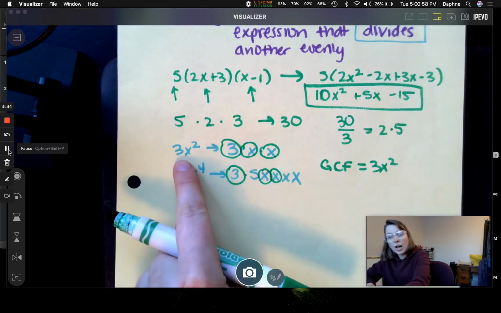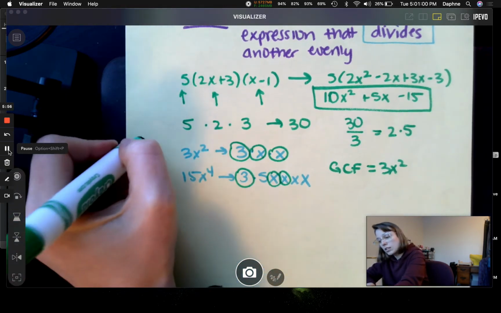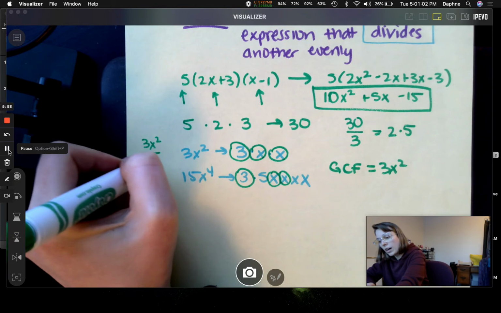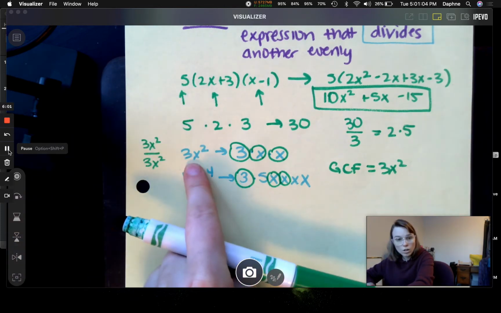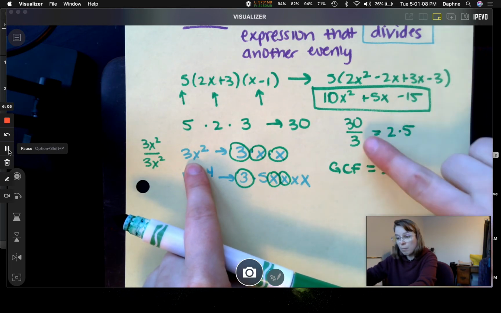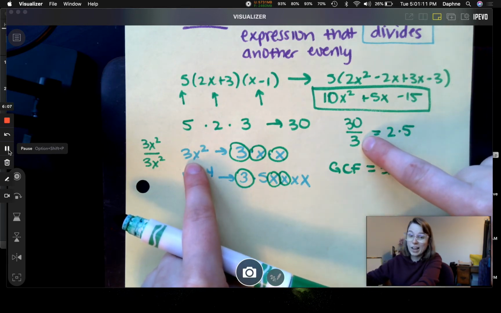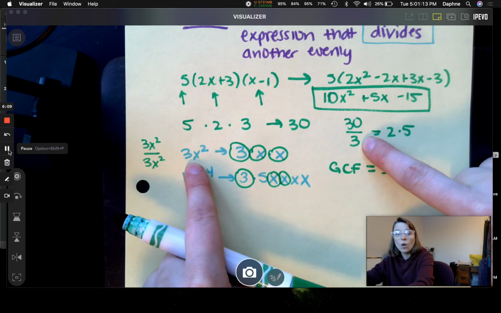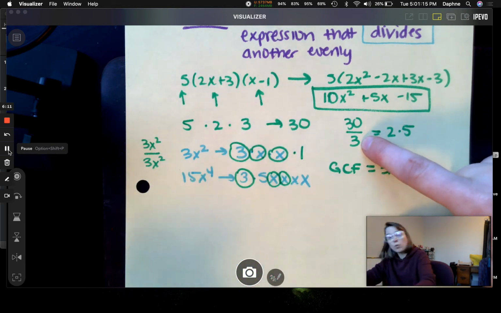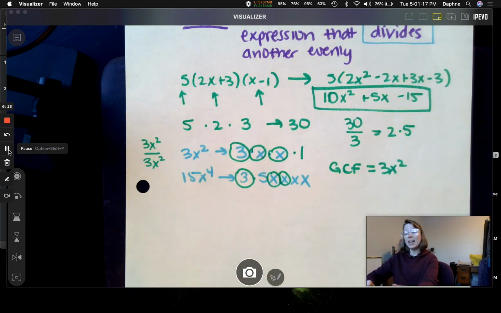Notice that if I divide 3x squared, this is off to the side, 3x squared divided by 3x squared. So the term that we're using, or the expression we're in, divided by a factor, hint, all of its factors, will give you what? 1. So there is always an invisible times 1 at the end. If we don't see it, if you want to write it, you're welcome to.